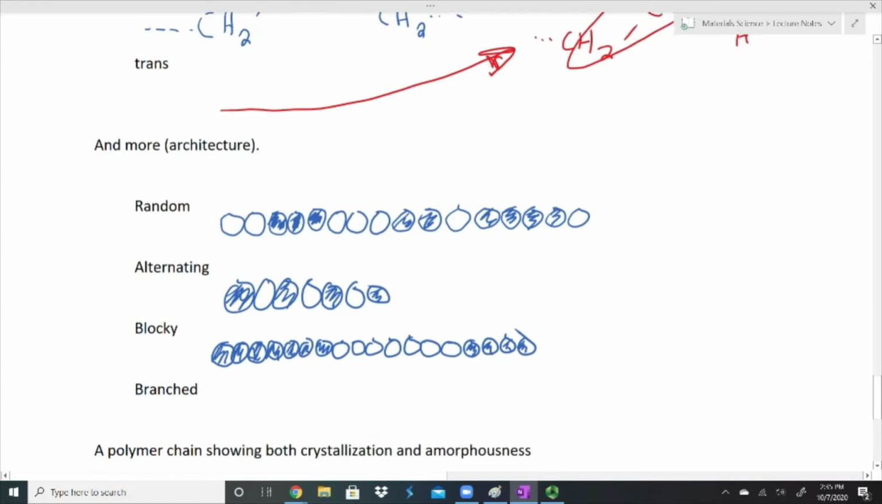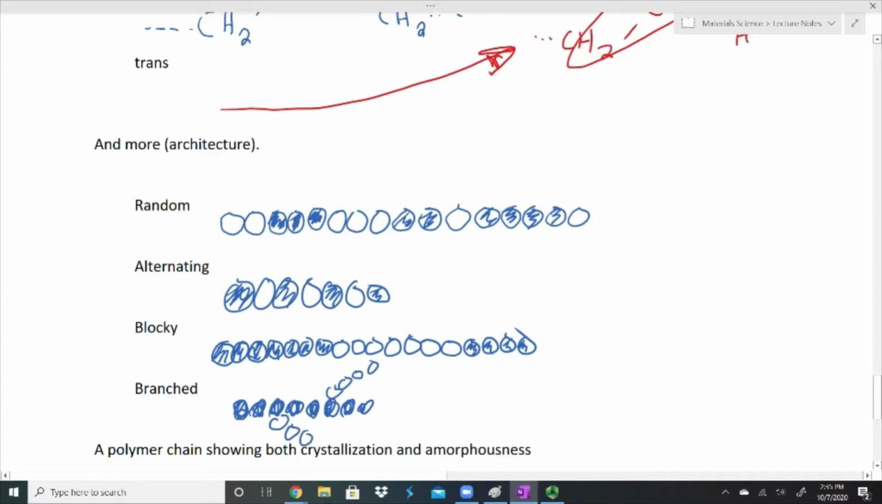And lastly, we could talk about the branches again. What the branches could look like is I could have all my backbone be one chemical structure, and my branches could be a completely different chemical structure. So there's a lot of stuff going on here.